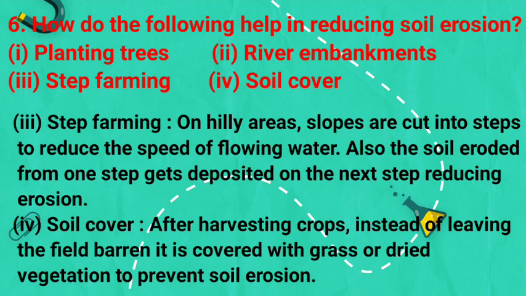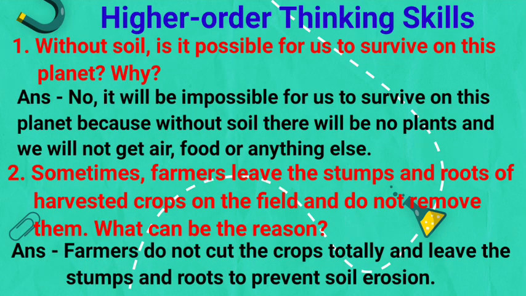3. Step farming or terrace farming. On hilly areas, slopes are cut into steps to reduce the speed of flowing water. Also, the soil eroded from one step gets deposited on the next step, reducing erosion. 4. Soil cover. After harvesting crops, instead of leaving the field barren, it is covered with grass or dried vegetation to prevent soil erosion. Higher order thinking skills.